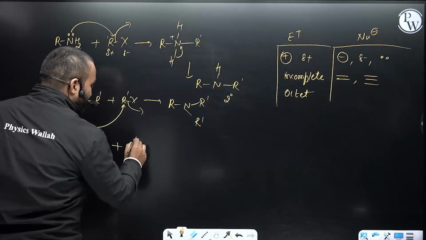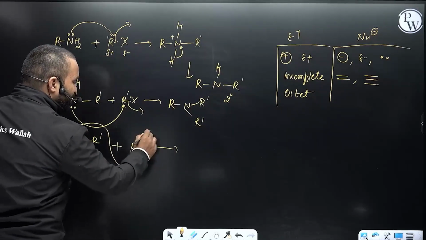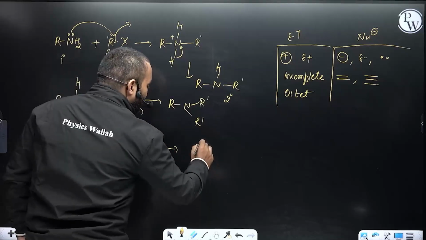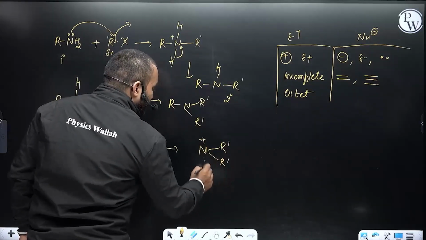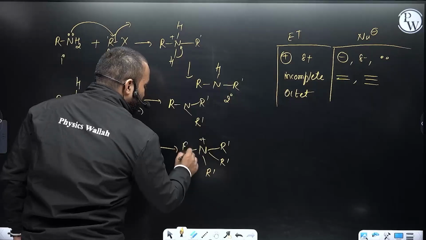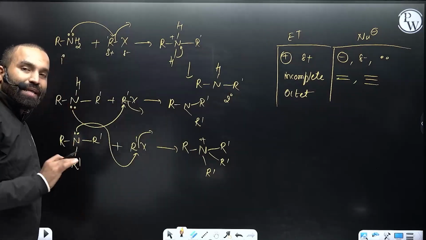Reacting with R-X, this pair of electrons goes and attacks here. X has to leave, and then the compound formed has a positive charge. There are 4 R groups present, 4 R groups around nitrogen. This is known as quaternary nitrogen, a quaternary amine, a 4 degree quaternary amine.